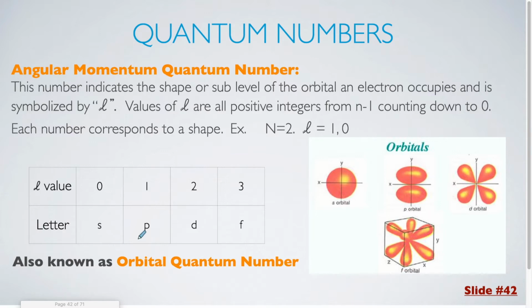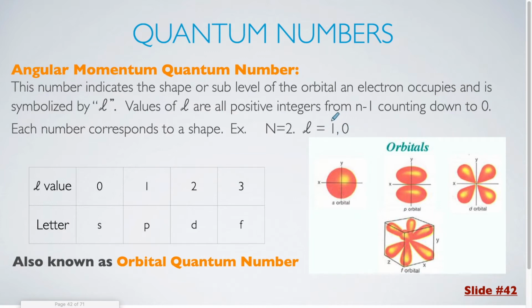So for example, if I were given n equals 2, so I'm at the second principal energy level, in order to find the values of L which are allowed at that level, all I need to do is subtract 1, so 2 minus 1 is 1, and then I count down to 0, which in this case is just 0. So I end up with L values of 1 and 0.